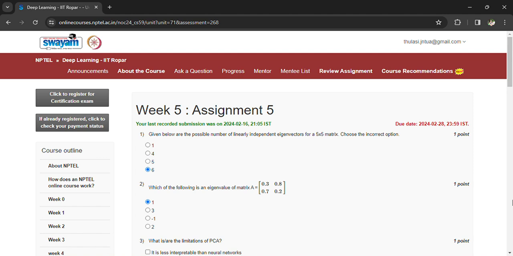Given below are the possible number of linearly independent eigenvectors of a 5 by 5 matrix, choose the incorrect option, that is 6. Which of the following is an eigenvalue of a matrix A? Here we are having some 2 by 2 matrix. And what is the eigenvalue, that is 1.